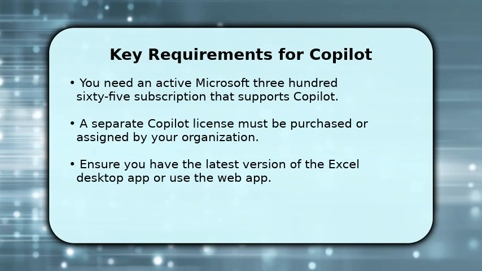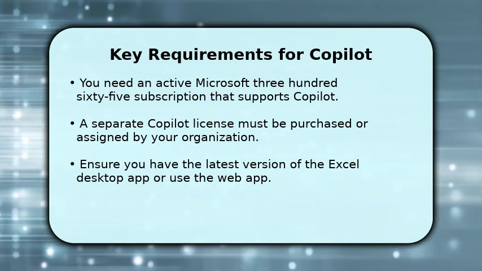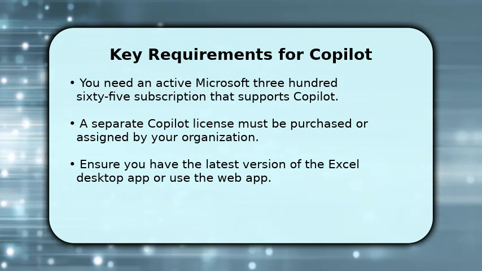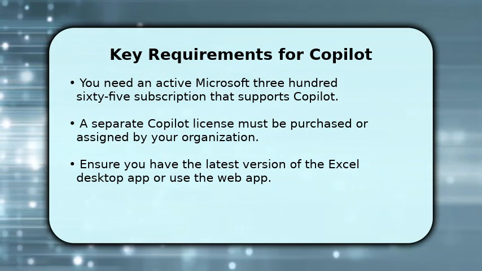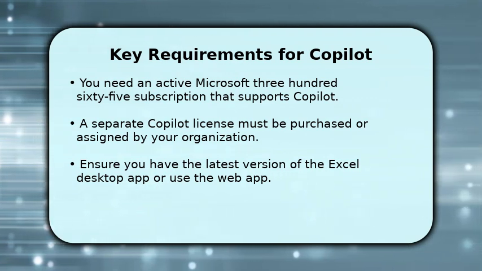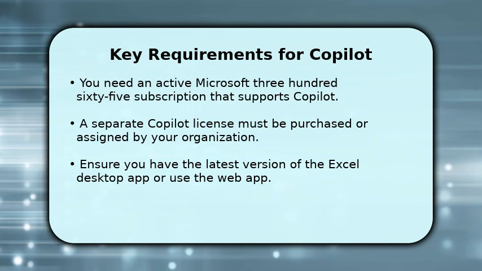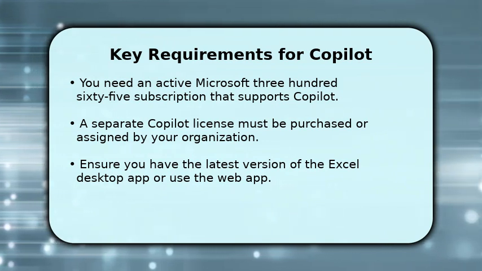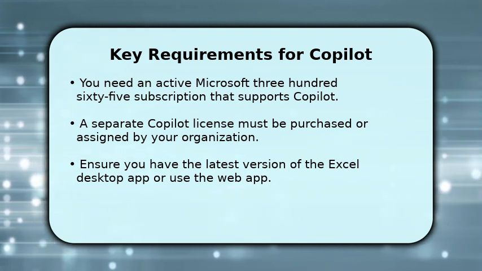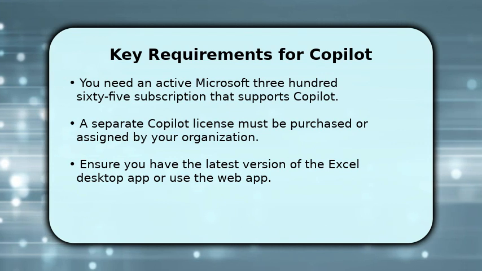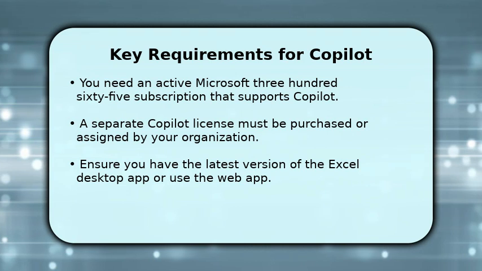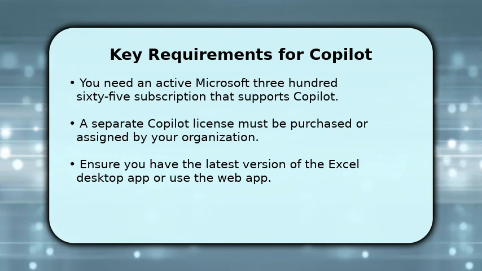Before you can harness the power of Copilot in Excel, there are a few essential requirements. First, you'll need an active Microsoft 365 subscription, such as personal, family, or business, that supports Copilot. Additionally, a specific Copilot license is required, which can be purchased individually or assigned by your organization. Make sure your Excel application is updated to the latest version, and importantly, your Excel files must be stored in OneDrive or SharePoint with autosave turned on for Copilot to function.